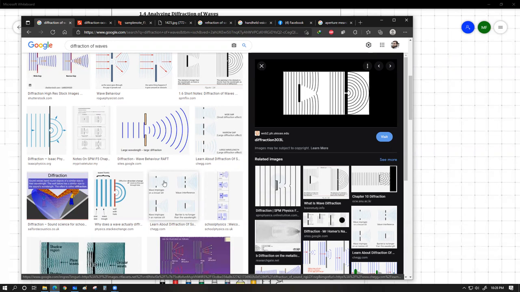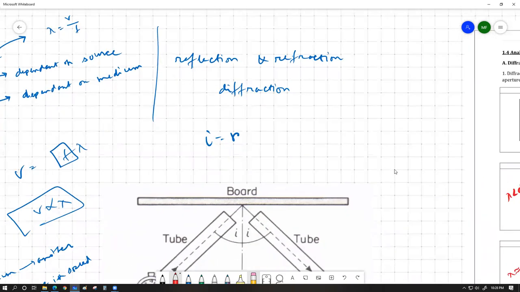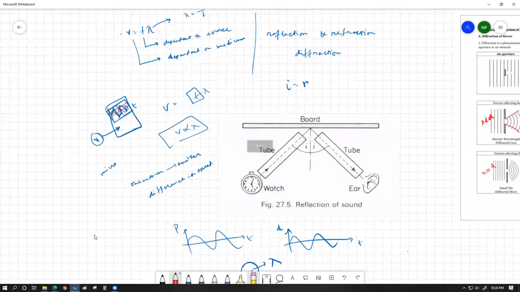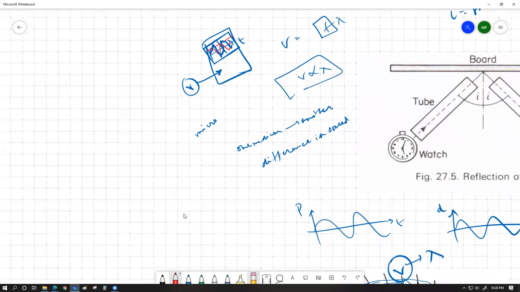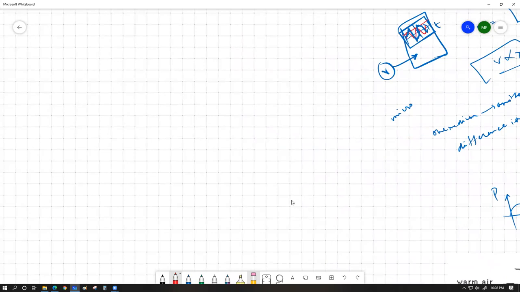Sound waves also undergo diffraction. What is the most common way to prove that sound waves also undergo this kind of diffraction? Can you think of a certain experiment, like a basic regular experiment, by which you can show that sound actually undergoes diffraction? The idea is that if you have an opening, the sound should be able to bend through it to go to places where you cannot see straight.